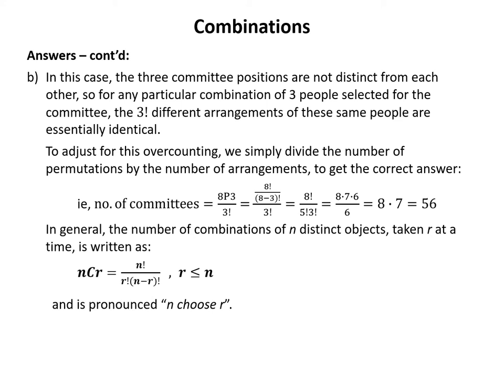Now, one thing to point out here is that notice that the two numbers being factorialized in the denominator, r and n minus r, if you add those together, they always add up to n. And that's a very important property of combinations. And you can see in the example above, when we calculate the number of committees in this particular question where we're choosing three from eight, notice how we have 8 factorial on top. And on the bottom, we have 5 factorial times 3 factorial, and notice how 5 plus 3 equals 8.